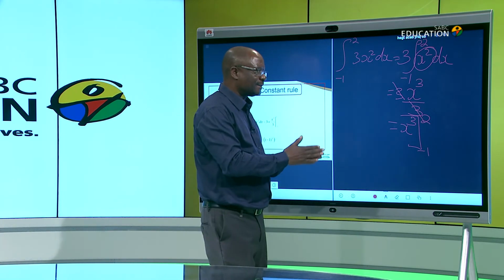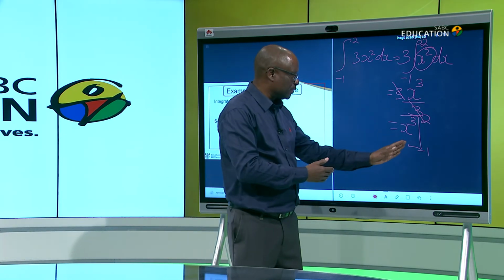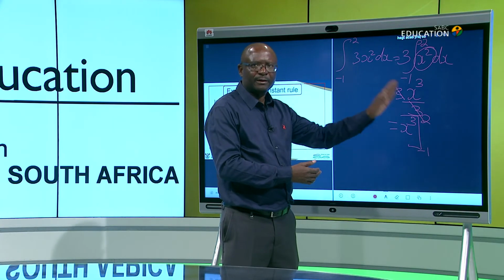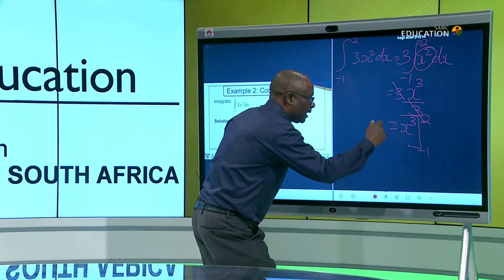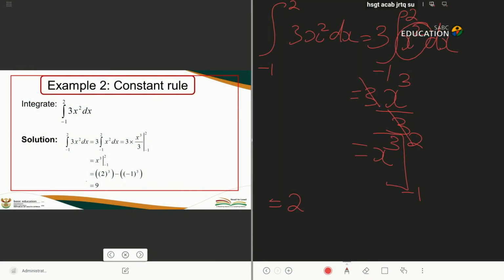We said we subtract the values, where we substitute the upper limit and subtract the lower limit. Our upper limit is 2, so this is going to be 2 to the exponent of 3 minus -1 to the exponent of 3. We have substituted our upper limit and we subtract our lower limit. 2 to the exponent of 3 gives the value of 8 minus, but -1 to the exponent of 3 gives the value of -1. Then this will be 8 plus 1, which is equal to 9.